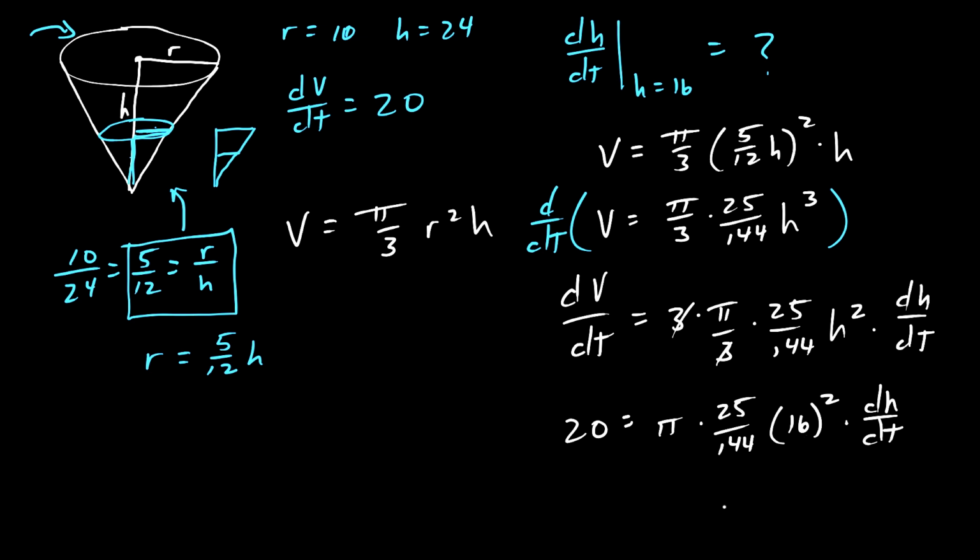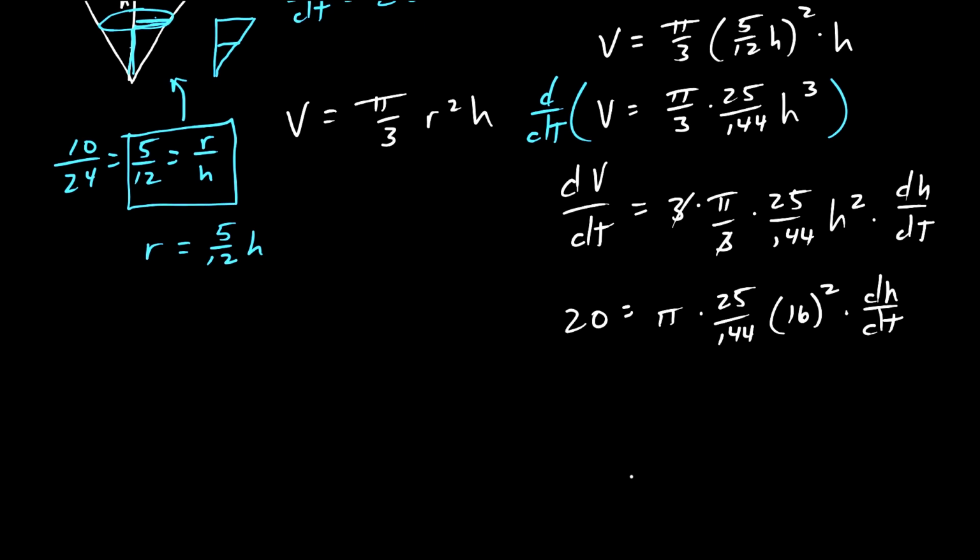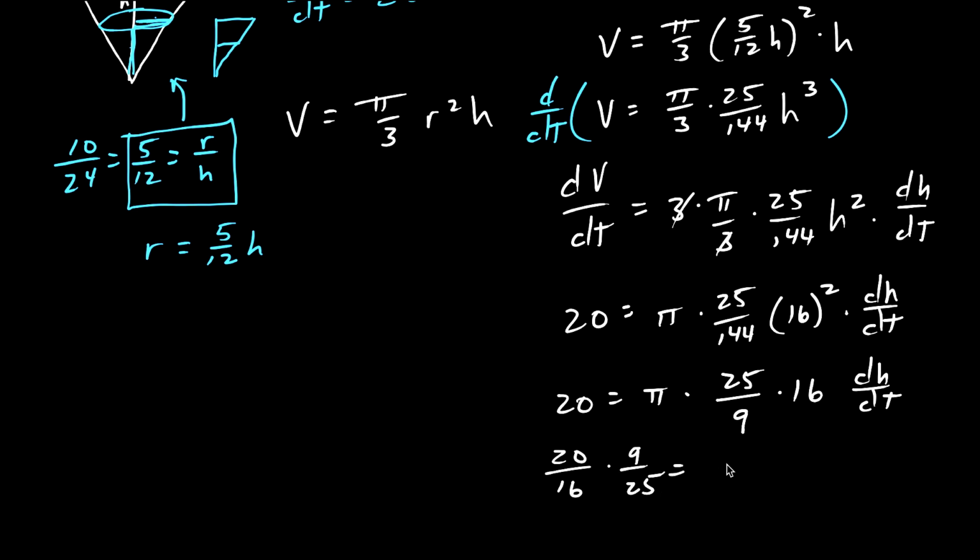And we can clean this up a bit, whether or not we want to use calculators doesn't really matter too much. So if we simplify this, this becomes 20 equals pi, 25, that 144, 16 goes into 144 9 times, so we can just use 1/16 here, and then have dh/dt. From here, we could just divide that 16 over, have 20 divided by 16, multiply by 9 over 25, and that's going to equal dh/dt times pi.